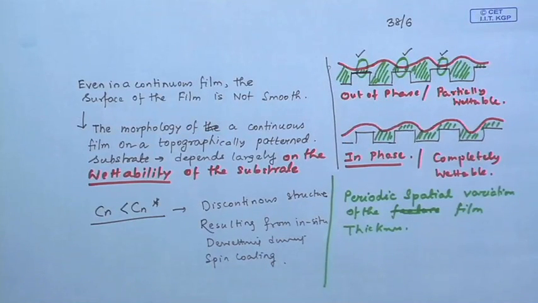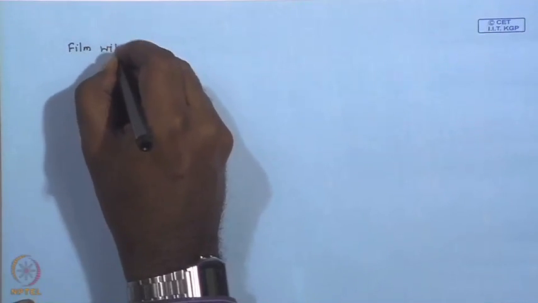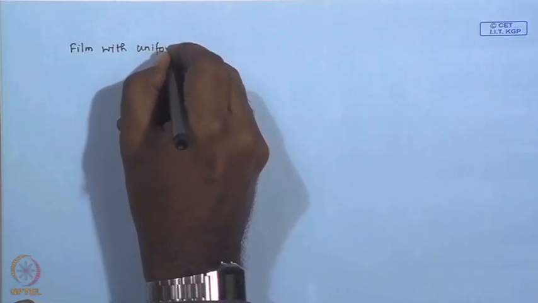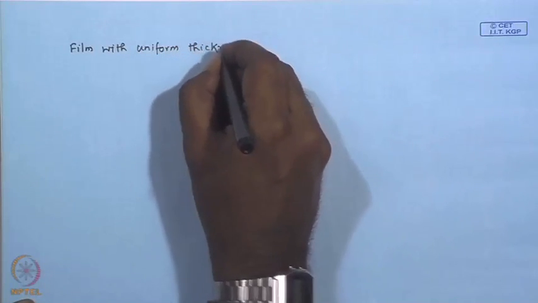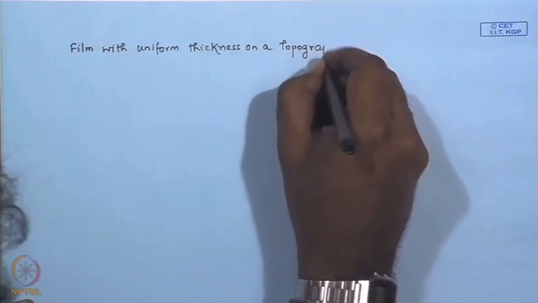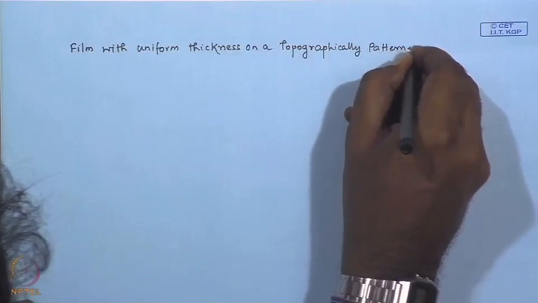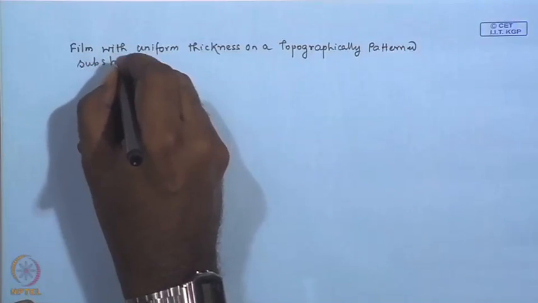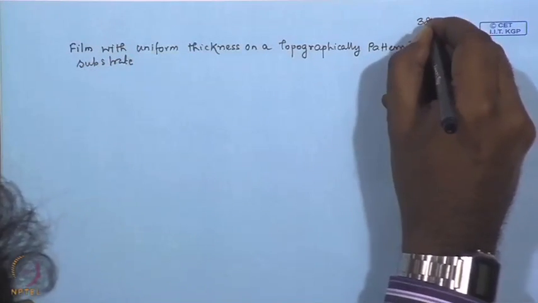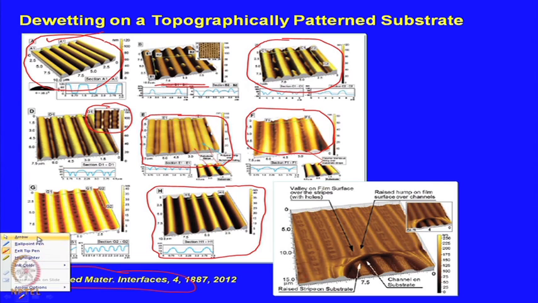So, one critical question is how does one really look at a film which has a uniform film thickness on a topographically patterned surface? Is it possible to do that? A film with uniform thickness on a topographically patterned substrate, because if you spin coat directly, it is obvious that you will get a film with an undulating top surface, and this was a pretty challenging problem.